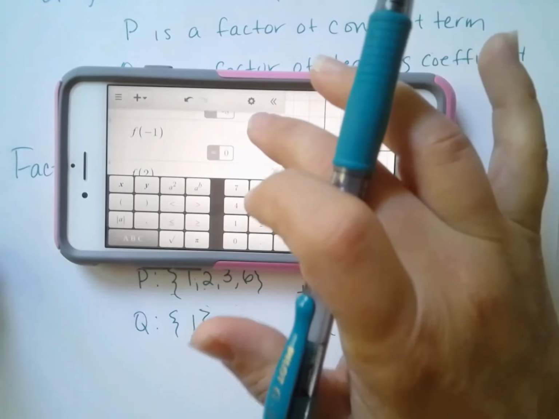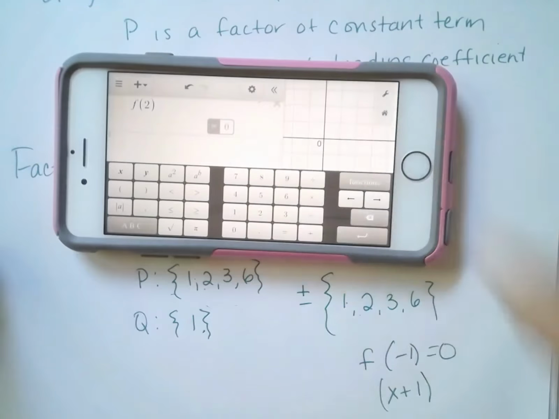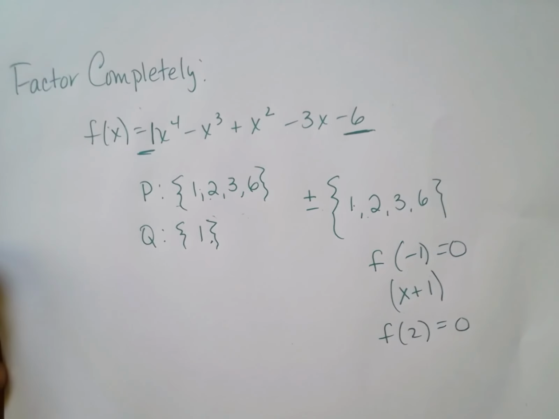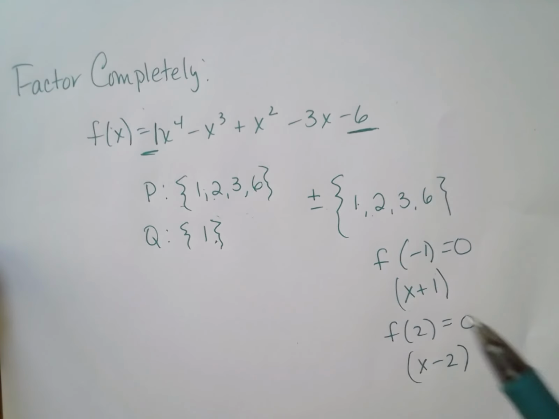So what I really want is 2 possible zeros, that would make my life perfect. So I'm going to go on, just choosing them in order, and I find out, oh look, how convenient for me, that f of 2 is also 0. So I am going to now use this information. If f of 2 is equal to 0, then that means that x minus 2 is a factor. It doesn't matter which one I use first.